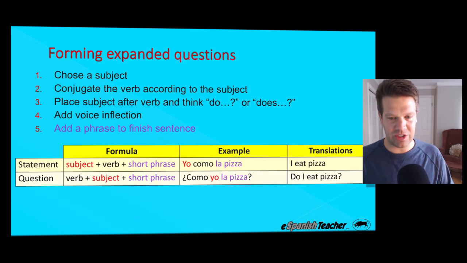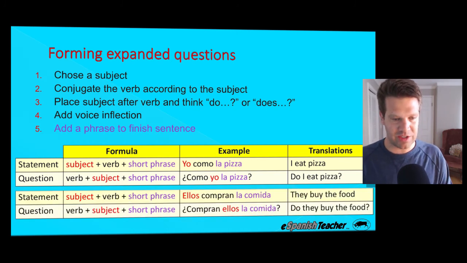All right, so this is really just building on what we've already covered. Let's look at one more example. Ellos compran la comida. Subject, verb, and phrase, or subject, verb, and object. They buy the food. Okay, but if we wanted to turn this into a question, do they buy the food? We have to swap the placement of the subject to verb and add voice inflection. ¿Compran ellos la comida? ¿Compran ellos la comida? All right, now I just want you to stop for a minute because you are only in lesson 5 and you are already saying complete sentences in Spanish.